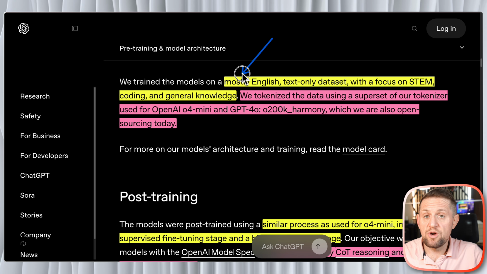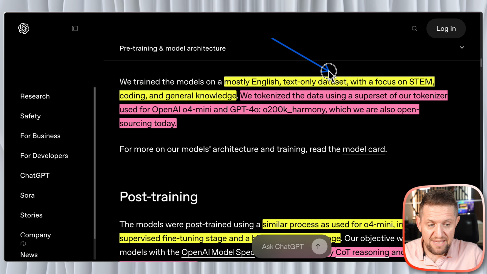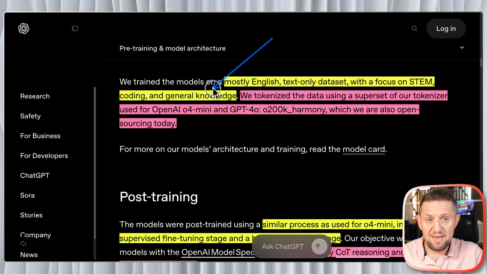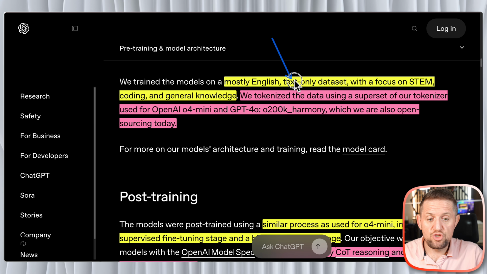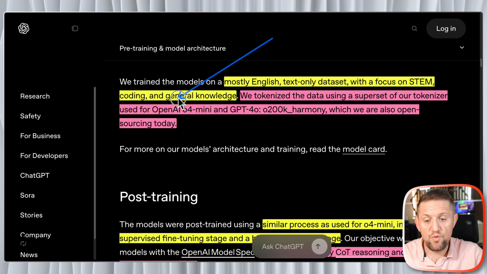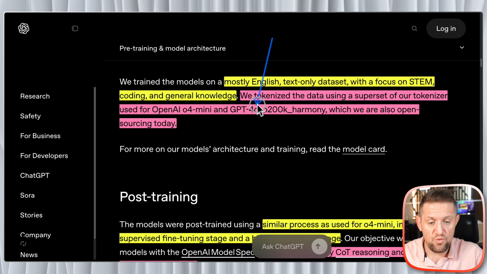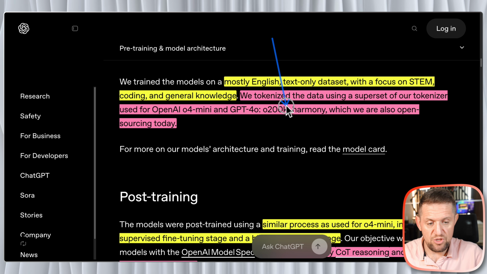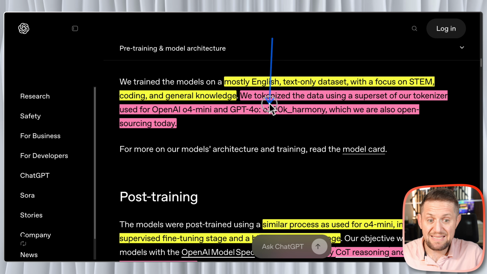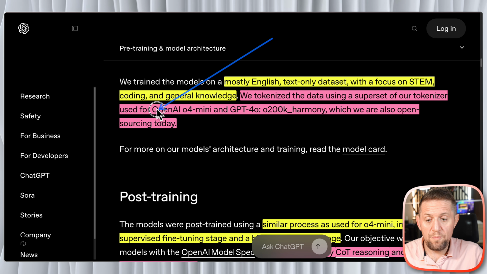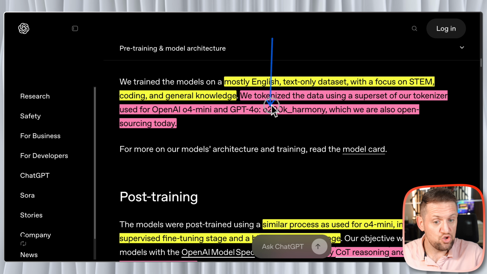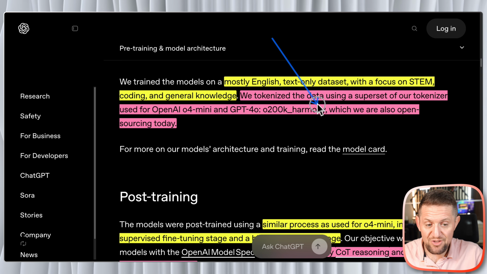The models were mostly trained on an English, text-only dataset with a focus on STEM, coding, and general knowledge. So those are the areas where model training was focused. Also, they tokenize the data using a superset of the tokenizer used for OpenAI o4-mini and GPT-4o, o200k_harmony. Basically, this is the algorithm that breaks text into tokens, which they also open sourced today. So even that is something that is open source and you can look into, which is super interesting. And honestly, I might try to check it out myself.